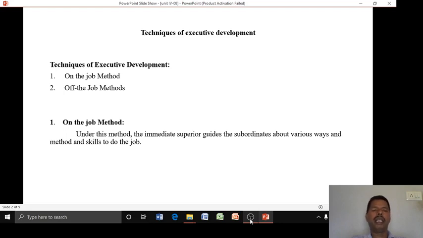Next, first one, the on-the-job method or on-the-job executive development program. Under this method, the immediate superior guides the subordinates about the various ways and methods and also the skills to do the job or managerial job.